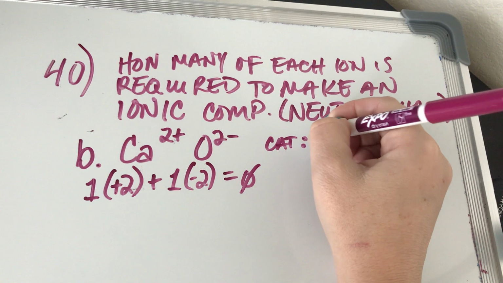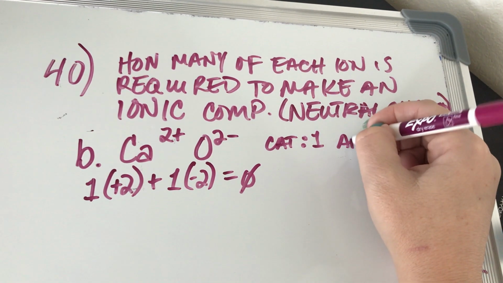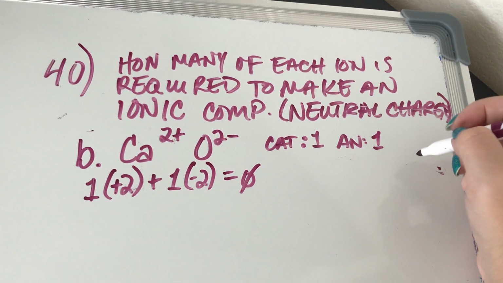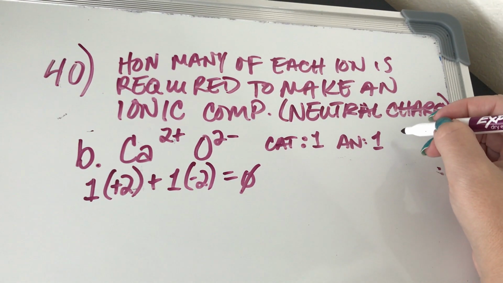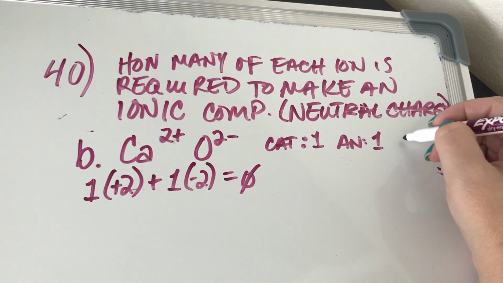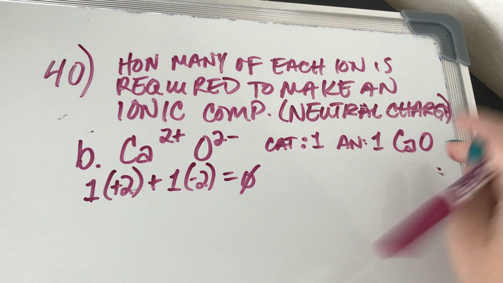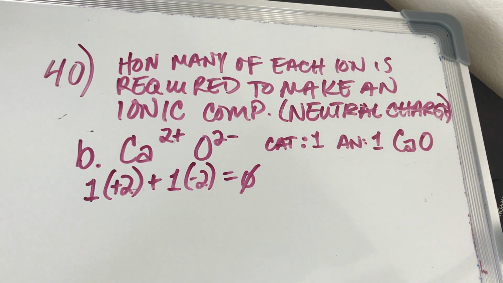So I need 1 cation, 1 anion, and what's my chemical formula going to be? CaO. Okay. Everybody alright with that?